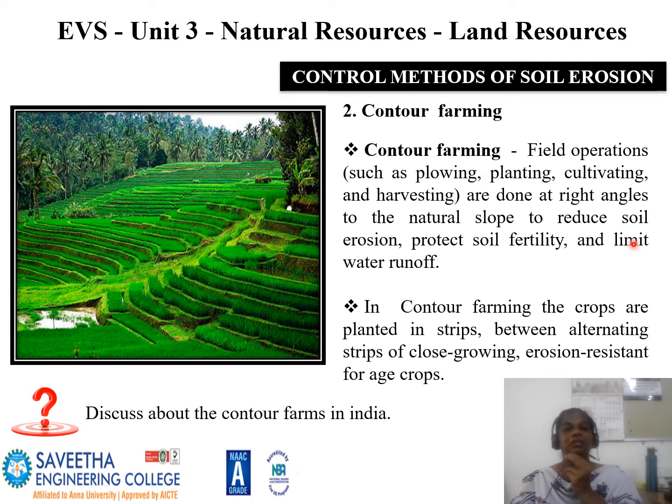Most probably this is followed in a slopey area. Field operations such as plowing, planting, cultivating and harvesting are done at right angles to the normal slope. This will definitely reduce soil erosion, protect the soil fertility and limit the water runoff. In contour farming, the crops are planted in strips between alternating crops of close-growing, erosion-resistant forage crops. You could see this in hill stations where tea plantation is done.